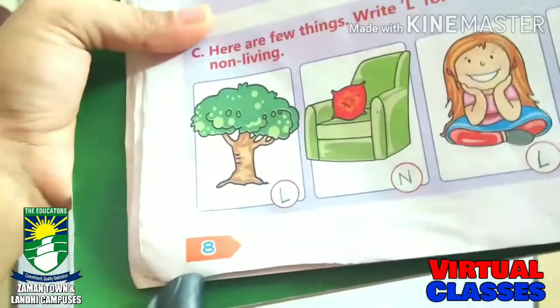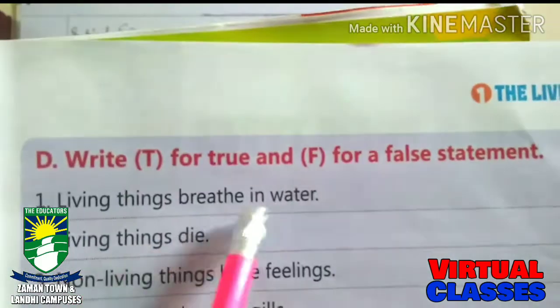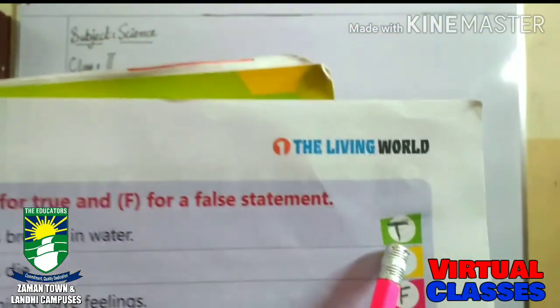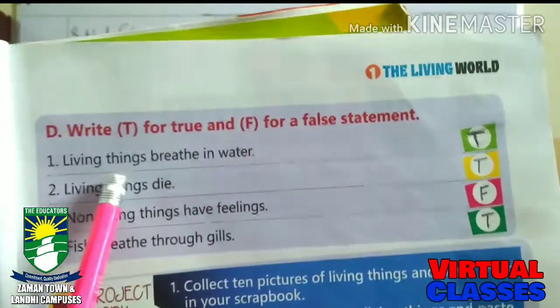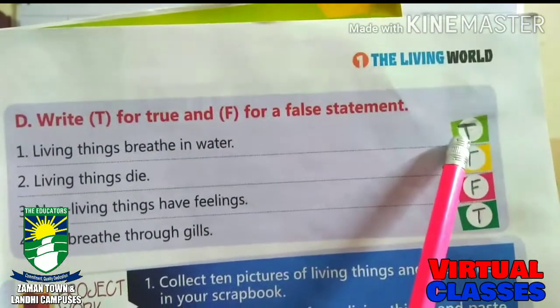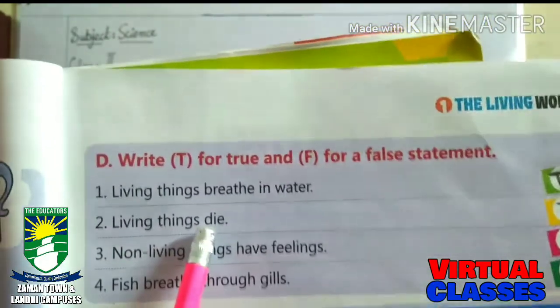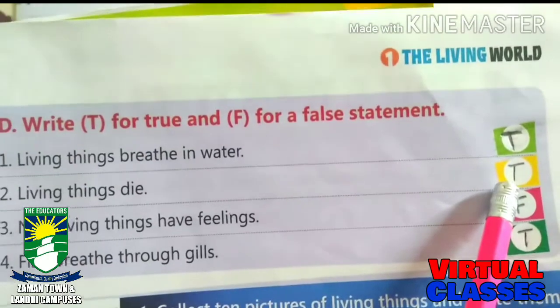Now we have completed page number 8, exercises B and C. Let's move on. Look at this now. Number 1, living things breathe in water. So fish can breathe in water. We can mention true here. I know we cannot breathe in water, but fish are also living things. Now they can breathe in water, so we will mention T. T for true. Now number 2, living things die. This is also true. We will mention T.